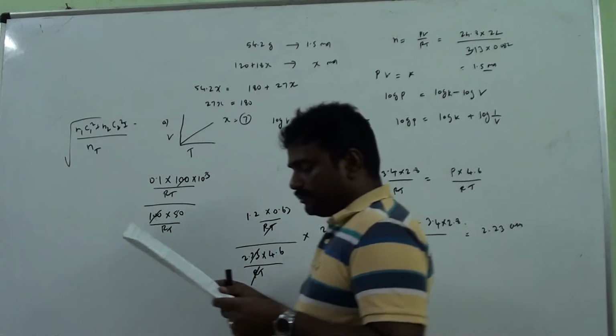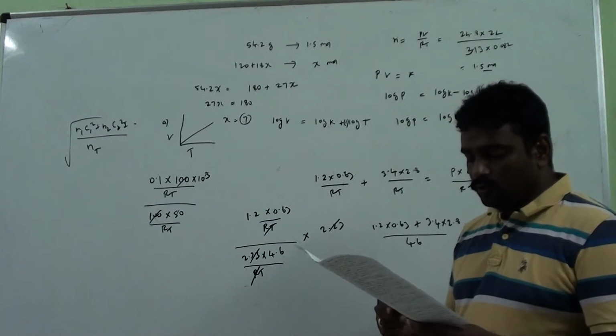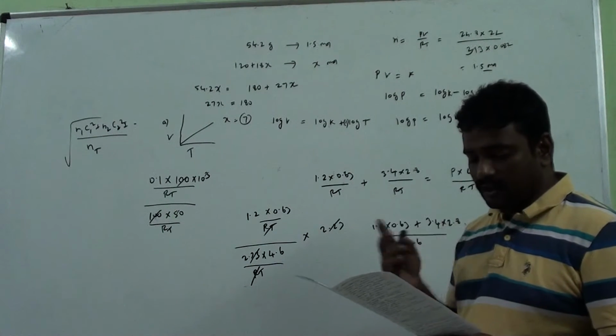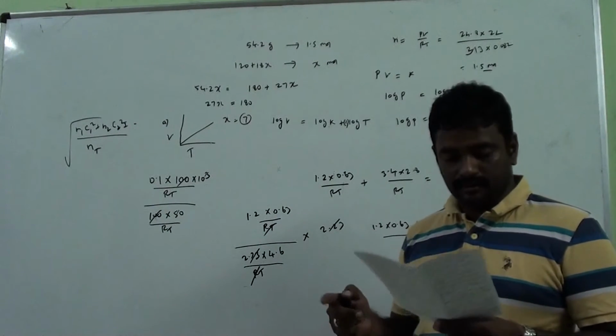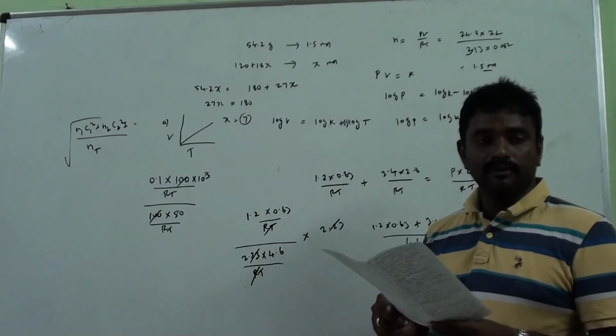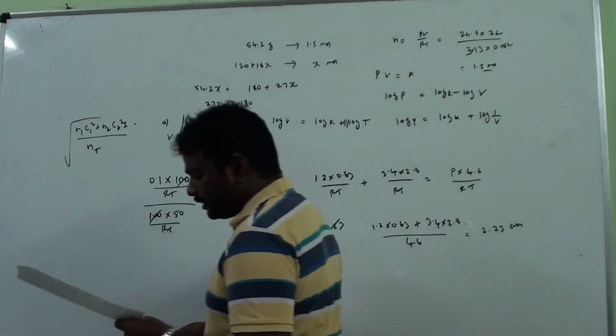Ninth one. At what temperature does the most probable speed of SO2 have the same value as the root mean square speed of O2 molecule? That is, most probable is root 2RT by M, and this is root 3RT by M. Equate the two, what answer comes? 900. Okay, 900.